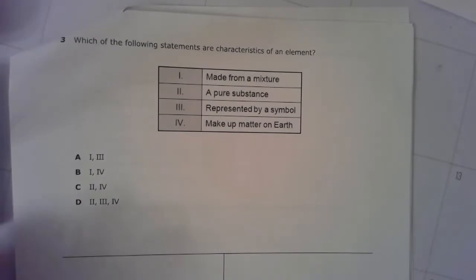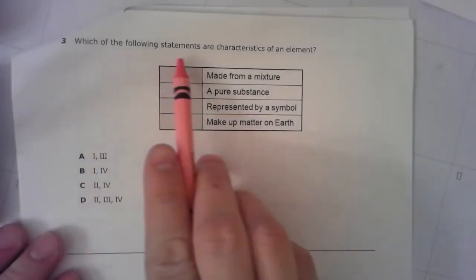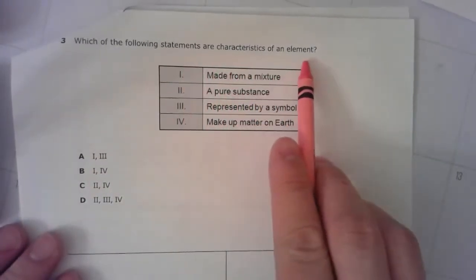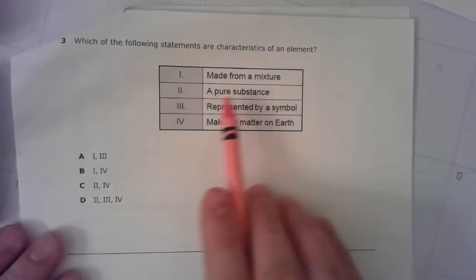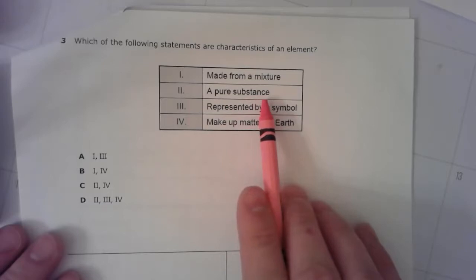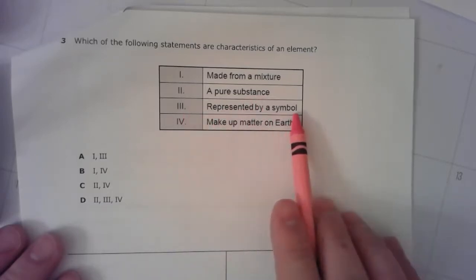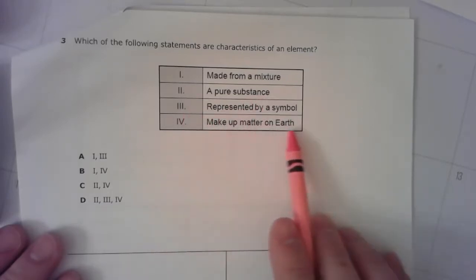Alright then. Which of the following statements are characteristics of an element? Made from a mixture, a pure substance, represented by a symbol, and make up matter on Earth.